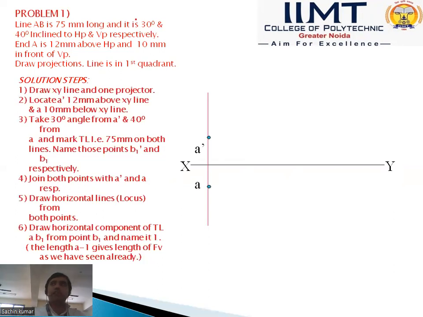In the first quadrant, the front view is above the XY line and the top view is below the XY line. Next, how to show 30 degrees inclined to HP and 40 degrees inclined to VP. First, we assume that the line is 30 degrees inclined to HP and parallel to VP. We have assumed this, though it is not actually the case. If you draw a line 30 degrees inclined to HP and parallel to VP, the front view will always give the true shape.